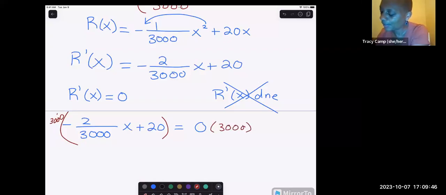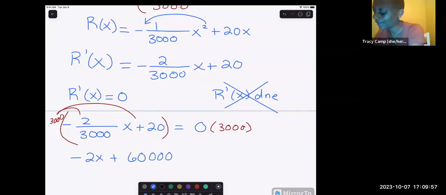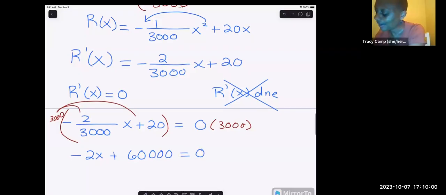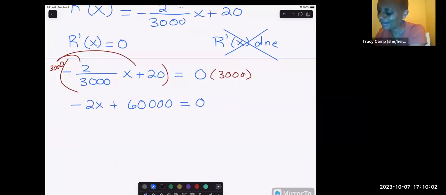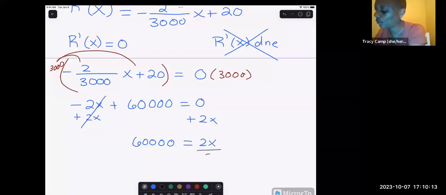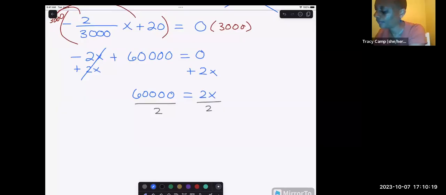This gets distributed, and I'm left with just negative 2x plus 3,000 times 20. That's 60,000. Is that right? Yes, equals 0. And then let's just move this 2x to the other side. So I have 60,000 equals 2x, and then I'll divide both sides by 2. That's to find out what my x is. And I get 30,000 equals x. This is my only critical number.